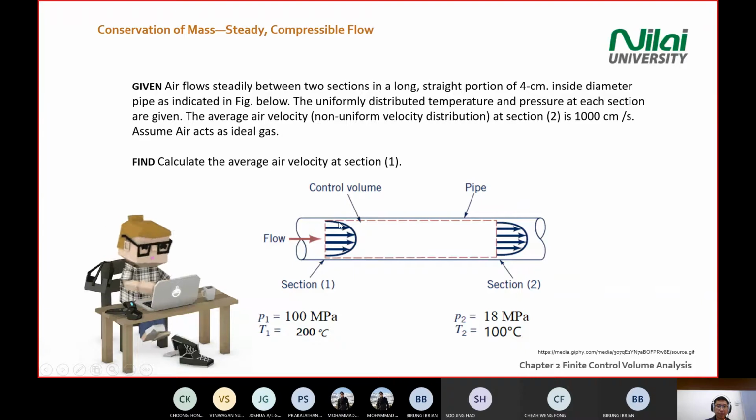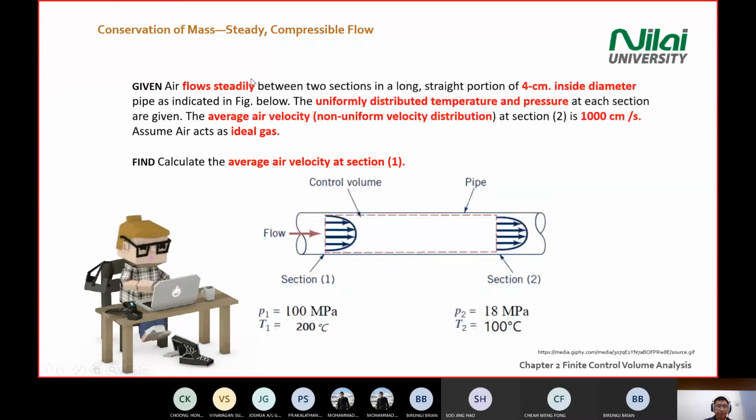It means something else. Now all these are highlighted keywords. You need to recall what is the ideal gas principle, and we need to calculate the average air velocity. It tells you some keywords, also hidden in the statement. Airflow steadily means steady flow. And uniformly distributed temperature and pressure also give you some hints that it is a stable system.